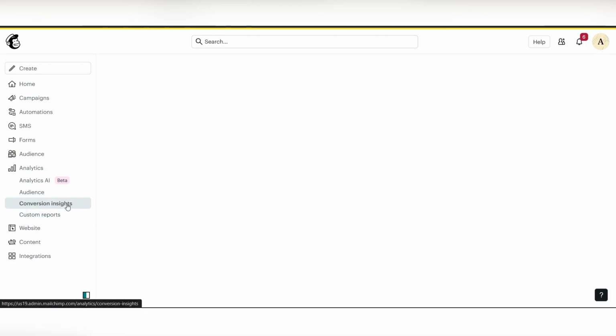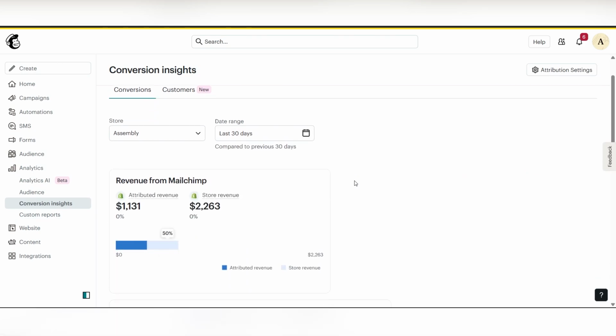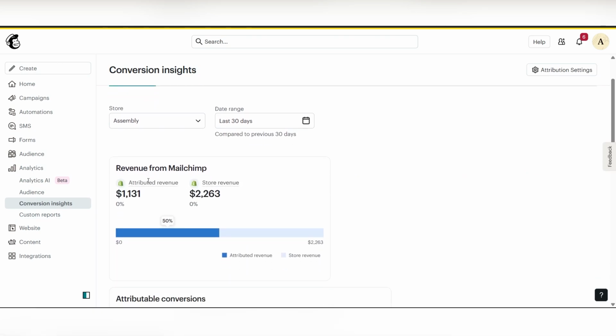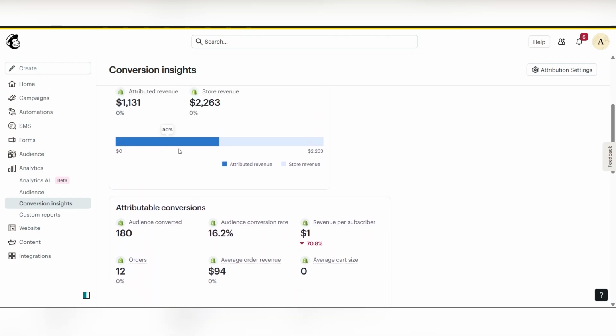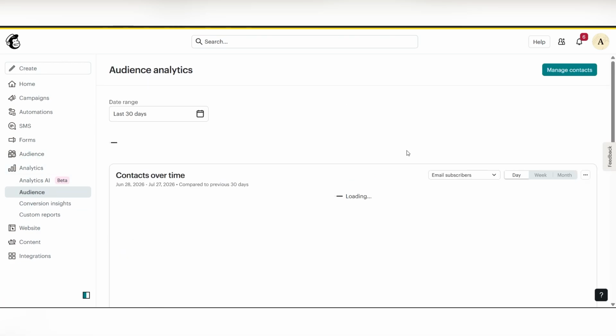Instead of focusing on every number, pay attention to these key metrics. They provide the clearest picture of how your campaigns are performing and where you can improve. And that's how to understand the Mailchimp analytics that matter most.